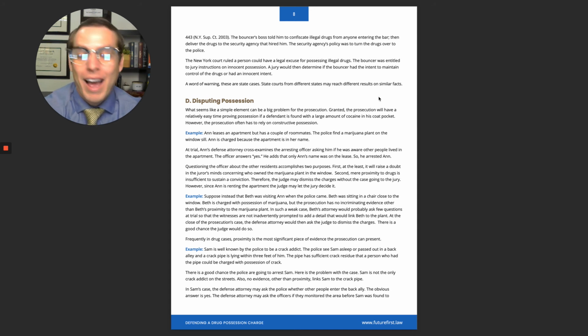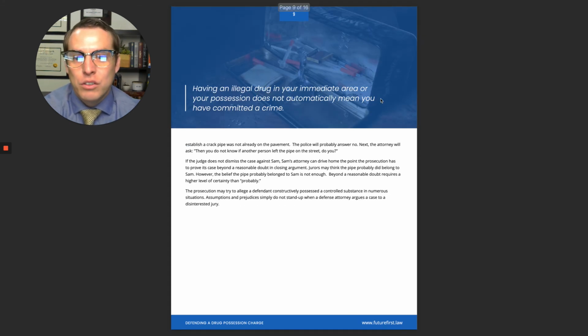This happens a lot. In Sam's case, the defense attorney may ask the police whether other people entered the back alley. The obvious answer is yes. He doesn't have the only possession of an alley. The defense attorney may ask other officers if they monitored their area before Sam was found, to establish whether the crack pipe was already on the pavement before he passed out. The police will probably answer no. Next, the attorney will ask, "Then you do not know if another person left the pipe on the street, do you?" Great. If the judge does not dismiss the case, Sam's attorney can drive home the point in closing argument that the prosecution has to prove its case beyond a reasonable doubt.